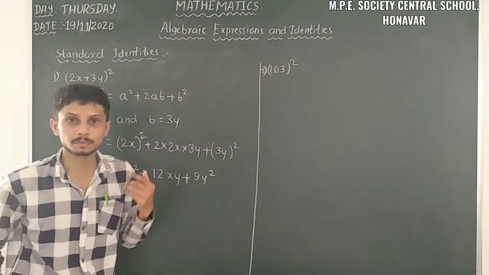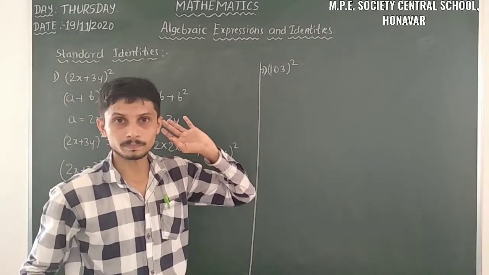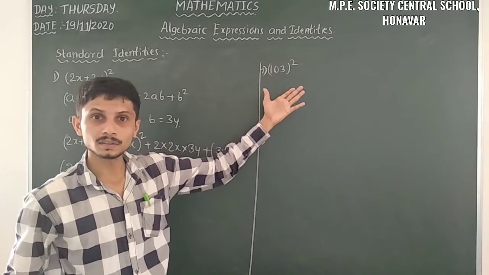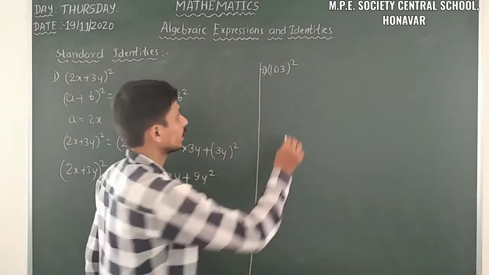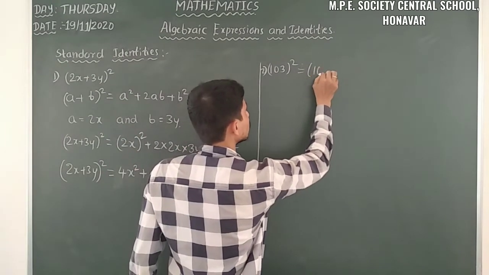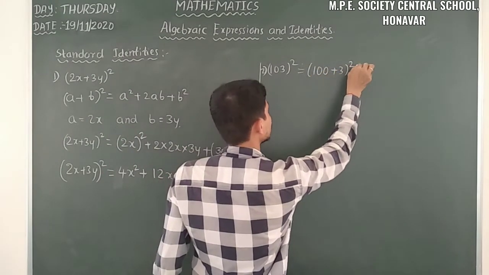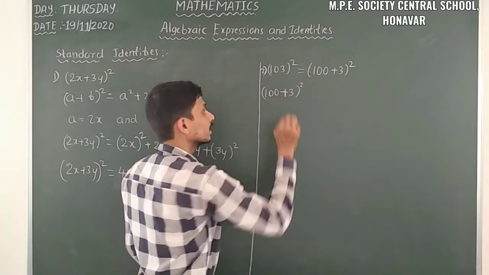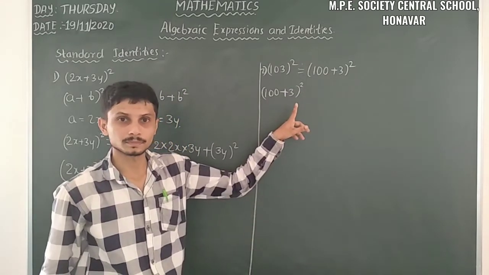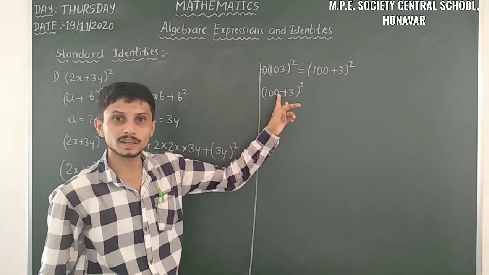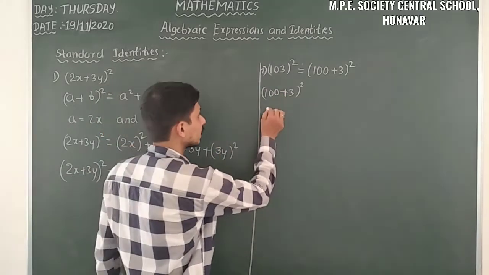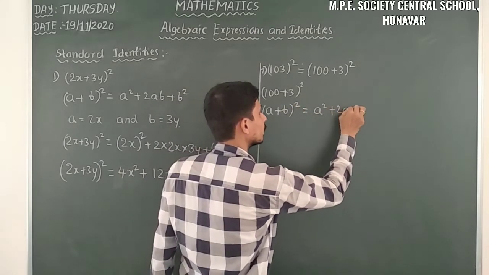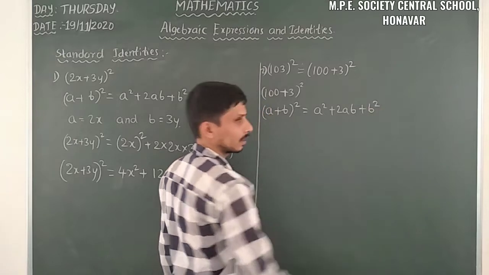Yes, let us move on to the next problem. It is 103 whole square. Just observe, we can write 103 as 100 plus 3. So 103 whole square is equal to (100 plus 3) whole square. It is in the form of (a plus b) whole square. In place of a we have 100, in place of b we have 3. That is, (a plus b) whole square is equal to a square plus 2ab plus b square.